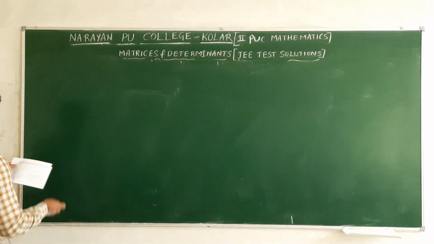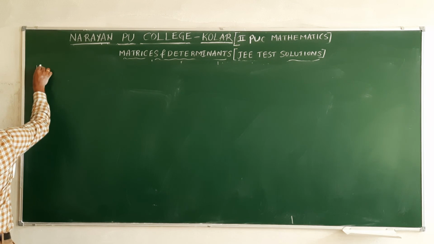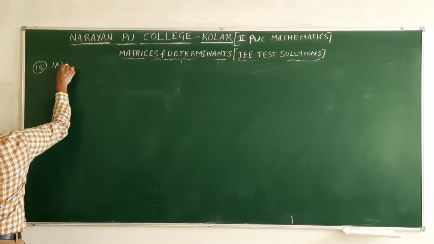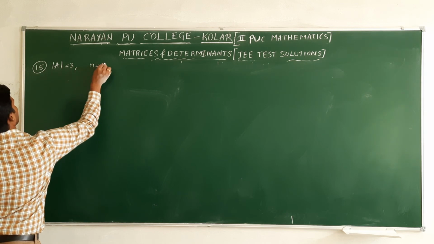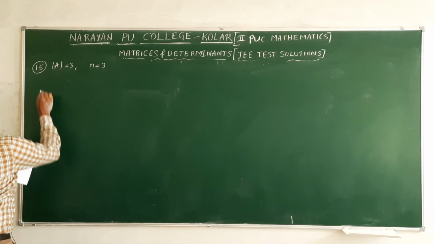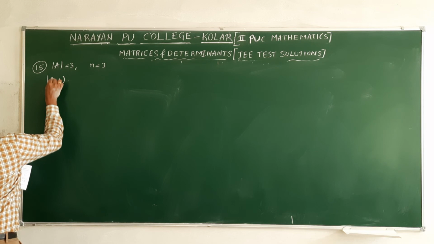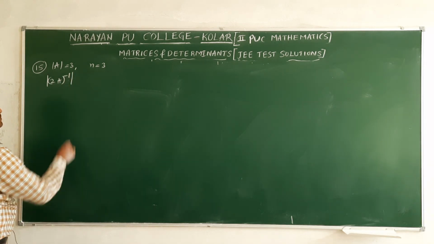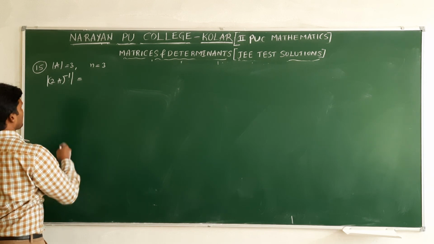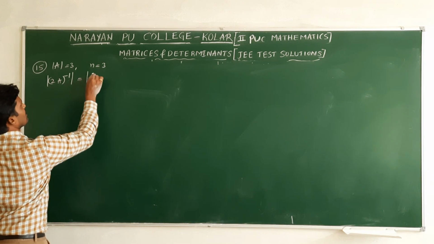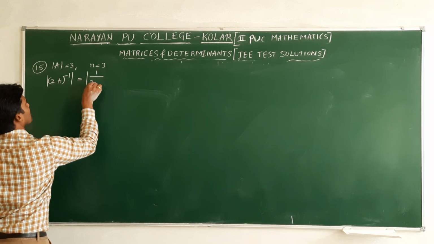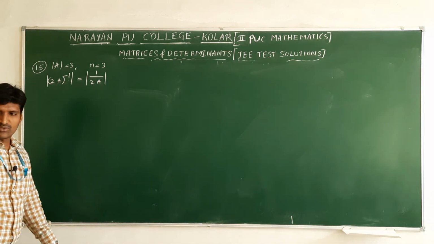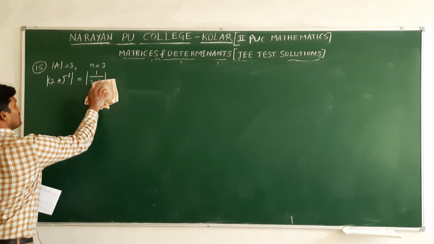Next, if A is a non-singular matrix and det A is 3, given the order of the matrix is 3 only. They are asking for det of (2A) whole power minus 1, that is (2A) whole inverse. This we can write in different notation.